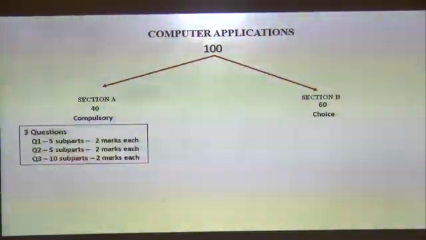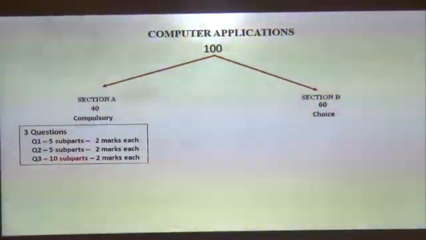For this compulsory section, generally you will have 3 questions: question 1, question 2, and question 3. For the last few years, it has been like this. Question 1 has 5 subparts, question 2 has 5 subparts, and question 3 has 10 subparts. But this is not a fixed order. It might change. You may have 4 questions with 5 subparts each. When you have subparts, each subpart will be of 2 marks.